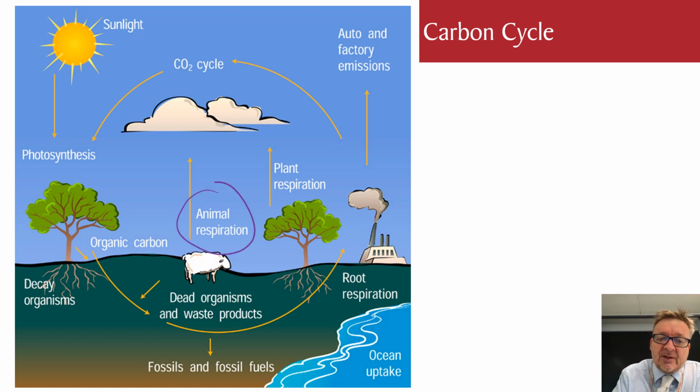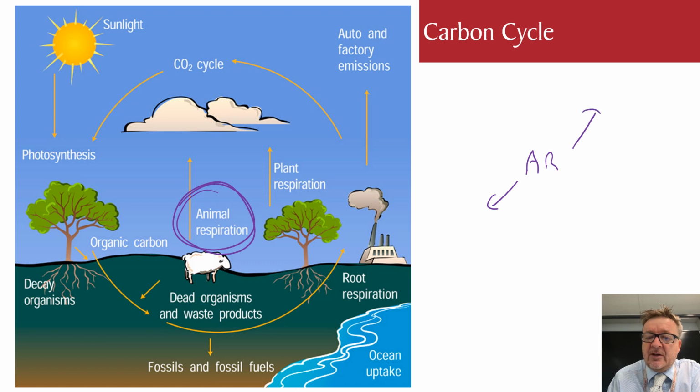Personally, what I would do is start with animal respiration. So I'm going to put AR in the middle, which is animal respiration. Then I want you to think about the arrows that are going off from animal respiration. We've got an arrow going that way, which is dead organisms and waste products. We've got another one that goes up there from a tree next to it, which is your plant respiration. And you've got an arrow showing the respiration where the CO2 is going up into the atmosphere. So that's CO2. Then you've got a plant, which is giving out CO2.